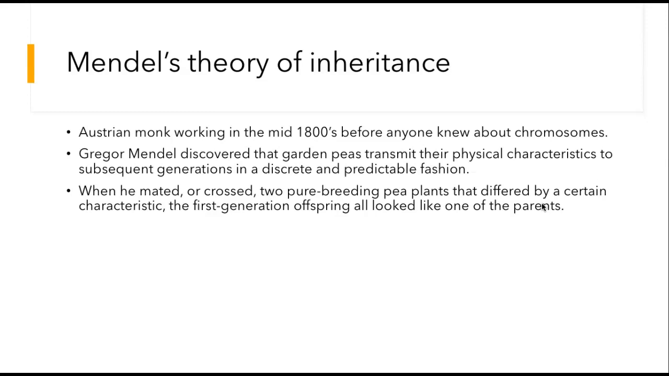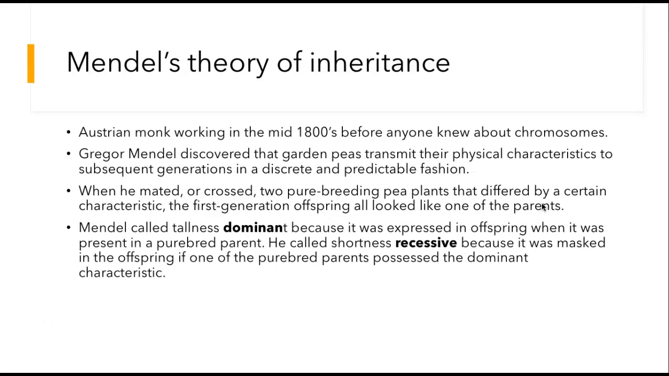So the classic example here is he took tall plants that would always make tall offspring when he put 2 of those tall plants together, and he would take 2 shorts and put them together and they would make short offspring. And so then what he would do is take one tall plant and one short plant and make them have babies. And what would happen is all of the offspring would be tall.